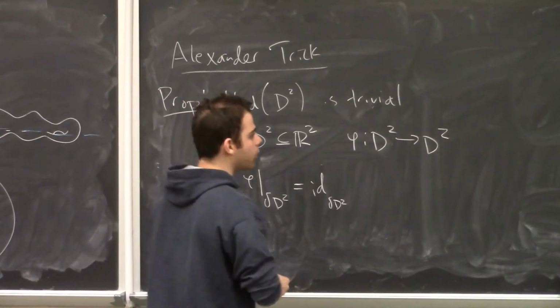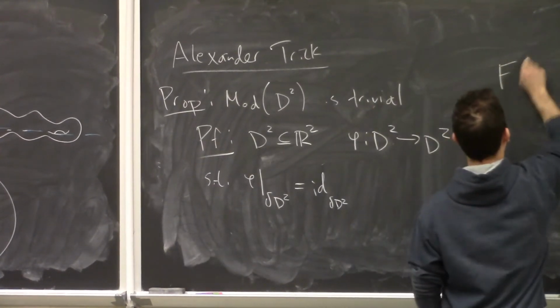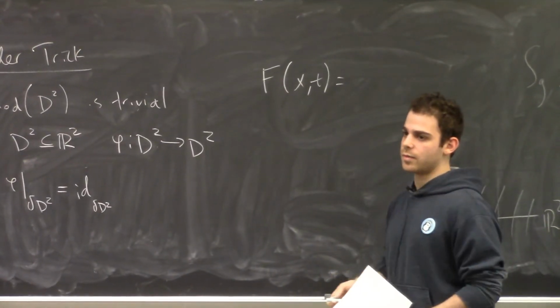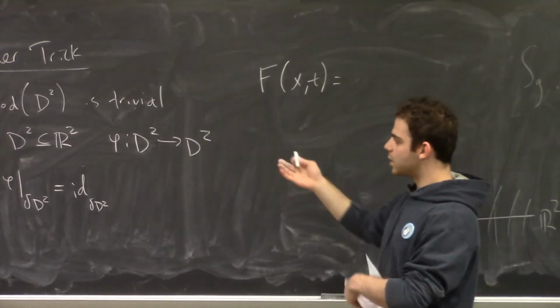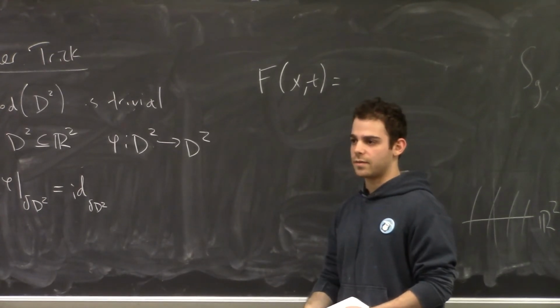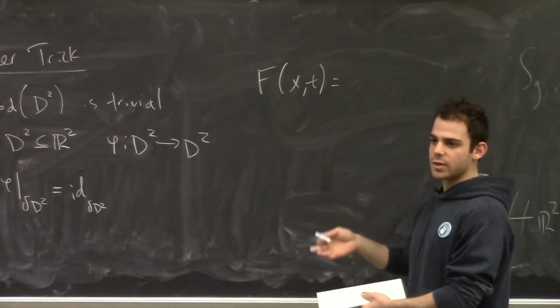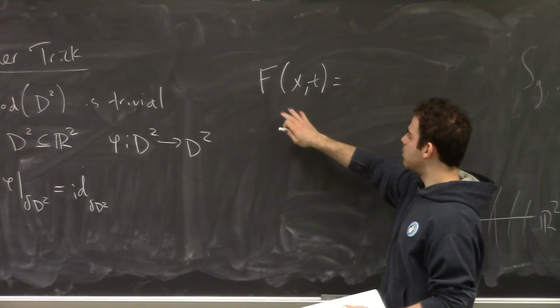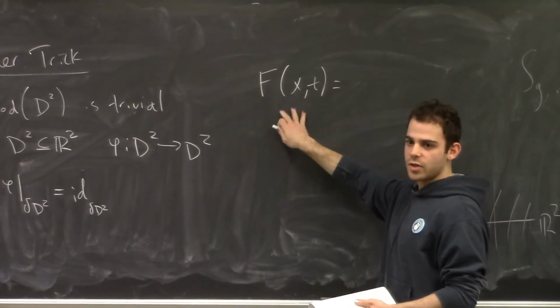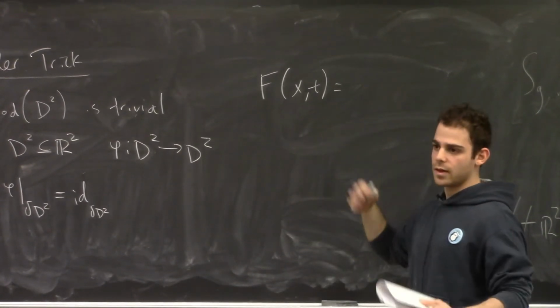And then we're going to define f of x, t, and you can already maybe guess what this is going to be, right? If I'm telling you that the mapping class group is a set of isotopy classes of functions, and I'm telling you that it's trivial, then you can just guess, this is going to be an isotopy between phi and the identity, right?